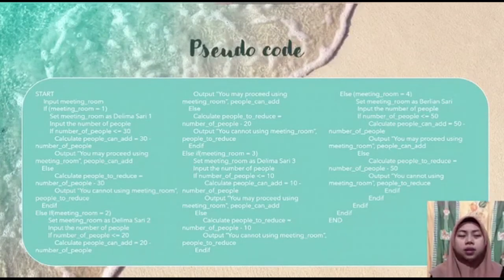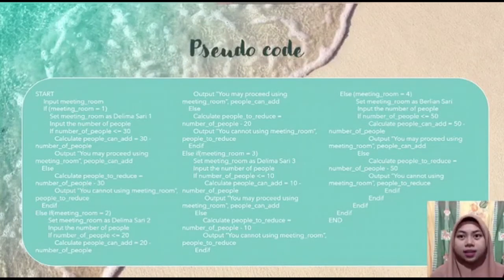And if meeting room equals 3, set meeting room as Seri 3 and input the number of people. If number of people is less than or equal to 10, calculate people can add by 10 minus number of people, and the output is you may proceed using meeting room and people can add. Else calculate people to reduce by number of people minus 10. Output you cannot use the meeting room and people to reduce.